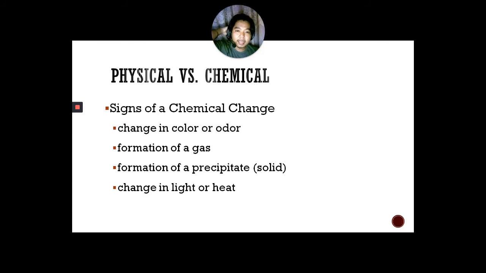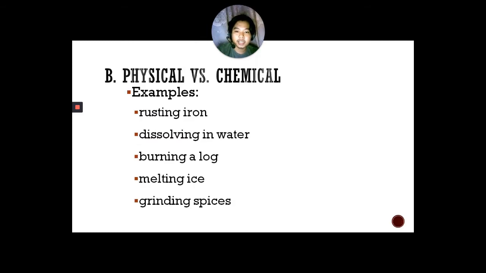That's why it's advisable, after opening a can of milk, a condensed or evap, more particularly evap milk, that you transfer it to a non-metal container and refrigerate it to minimize the time it will take to change, or turn sour, a chemical change. And then there's a change in light or heat. These are some indicators of a chemical change.